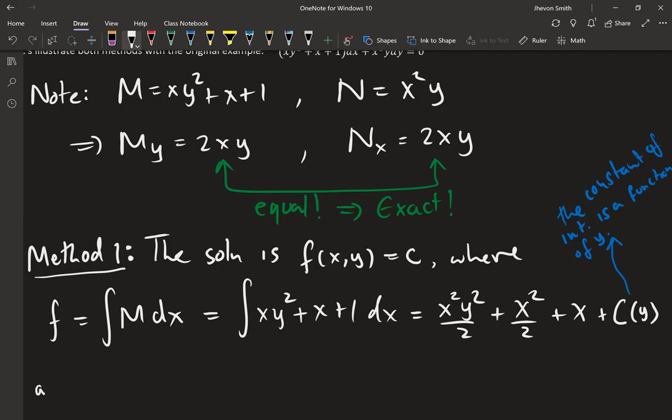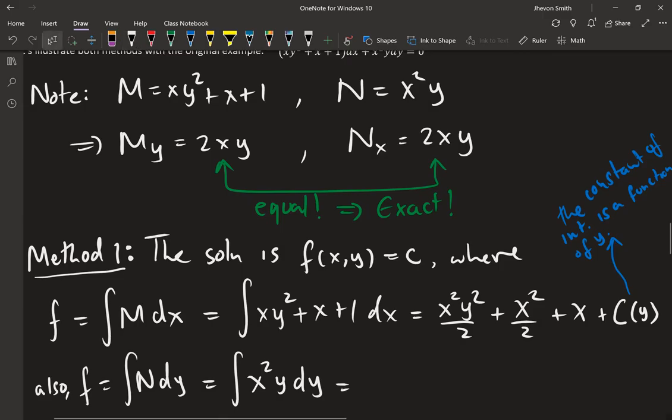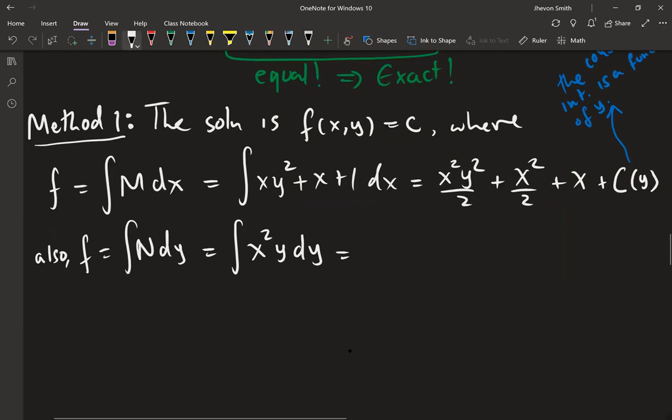Now, also, we know that your f must be the integral of N with respect to y. So I go through and I take the N, which is x squared y dy, and I integrate that. Integrating this with respect to y, I get y squared over 2, plus some other constant, which is potentially a function of x. Because now if I differentiate that with respect to y, the function of x is going to go to 0, and I'd be left over with x squared y.